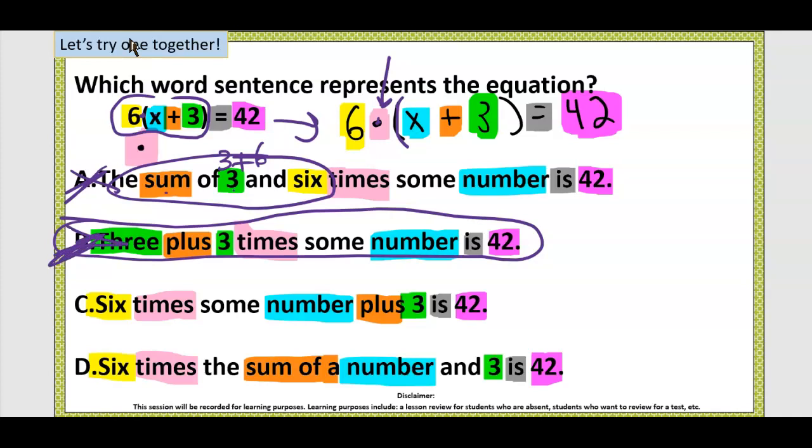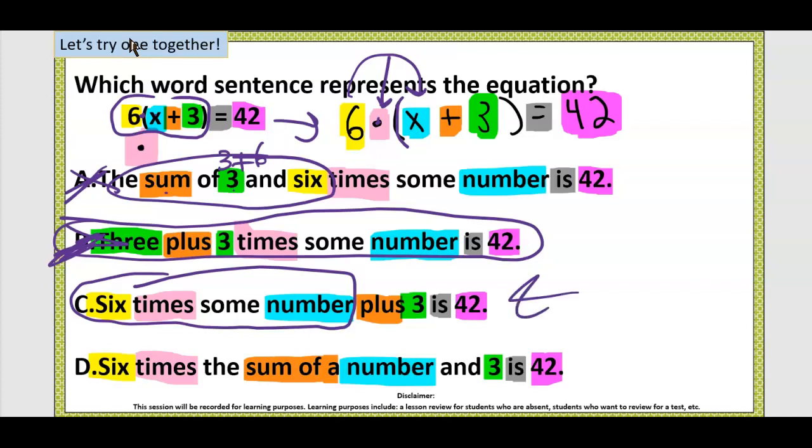Now these two both have 6s. They both have times. Okay. What do they have? 6 times some number. Oh, wait a minute. 6 times some number? That could be true, because we are doing 6 times some number plus 3. So it could be this one. This one is a maybe. I'm a little confused. Let's look at D and see if D is a little more clear.